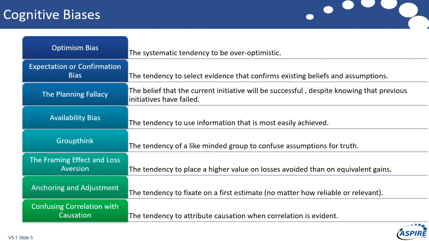Optimism bias, it's everywhere, right? You never think things are going to go wrong. Expectation or confirmation bias. So you may be picking up facts going, yeah, I told you that wouldn't happen. We don't have to worry about it. Take my advice. The planning fallacy. Why do we always fail so much on planning, right? What makes you think your program is going to deliver more effectively to a timescale than all those others that failed? Availability bias, the availability of information.